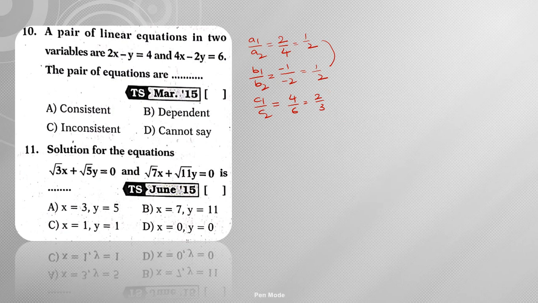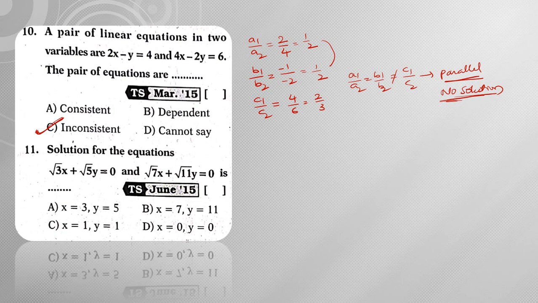Right? So from this what I can say, a1 by a2 is equal to b1 by b2, not equal to c1 by c2. Hence the lines are parallel. Hence it has no solution. So then what is the other word for no solution? No solution means inconsistent. So the answer is inconsistent.